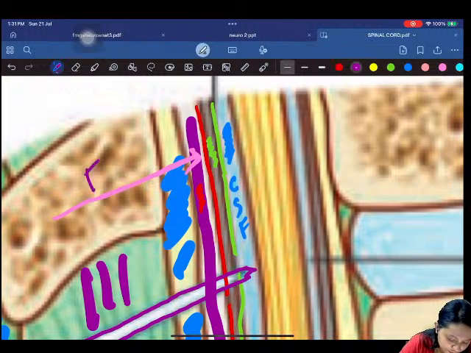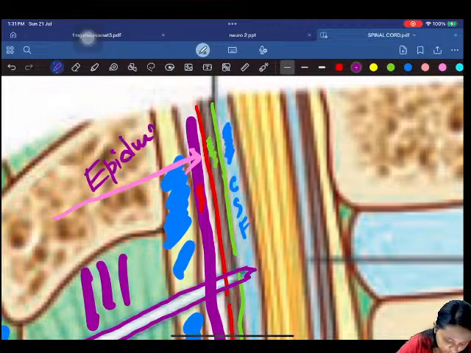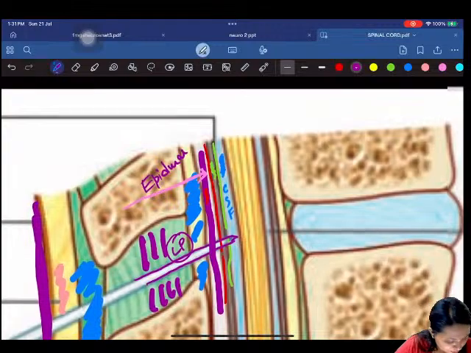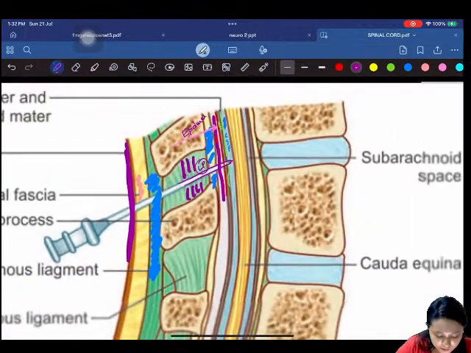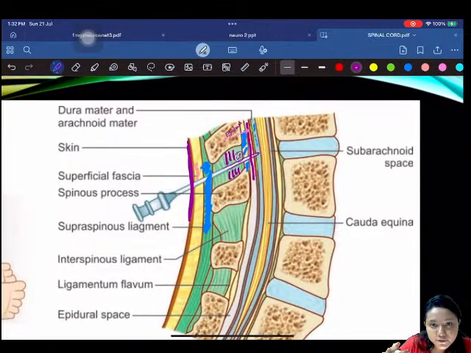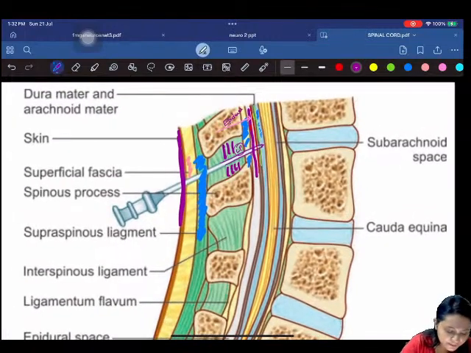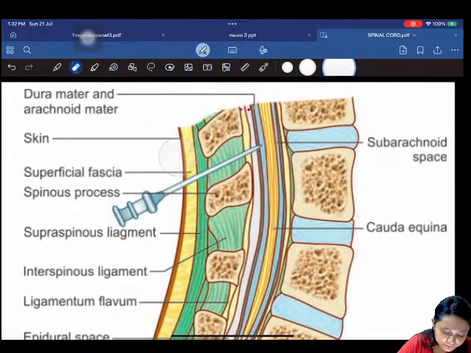So this is epidural and this is lumbar puncture. So that's about the ligaments and the structures pierced during the LP, lumbar puncture, and the epidural anesthesia. This is asked in the exam, so that's what I want to tell.